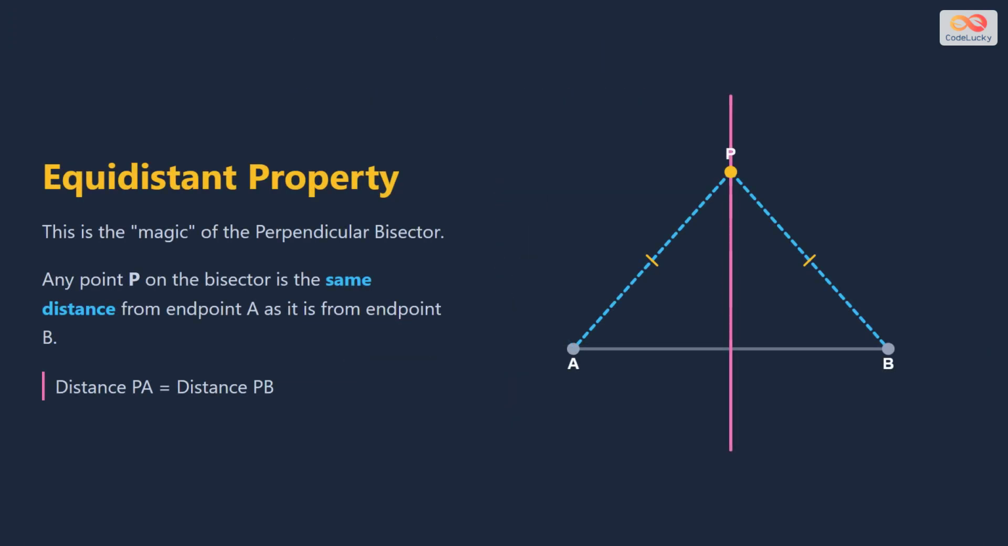Here is the most powerful property of this line. If you pick any point, P, anywhere on the perpendicular bisector, it will be the exact same distance from endpoint A as it is from endpoint B. We call this being equidistant.